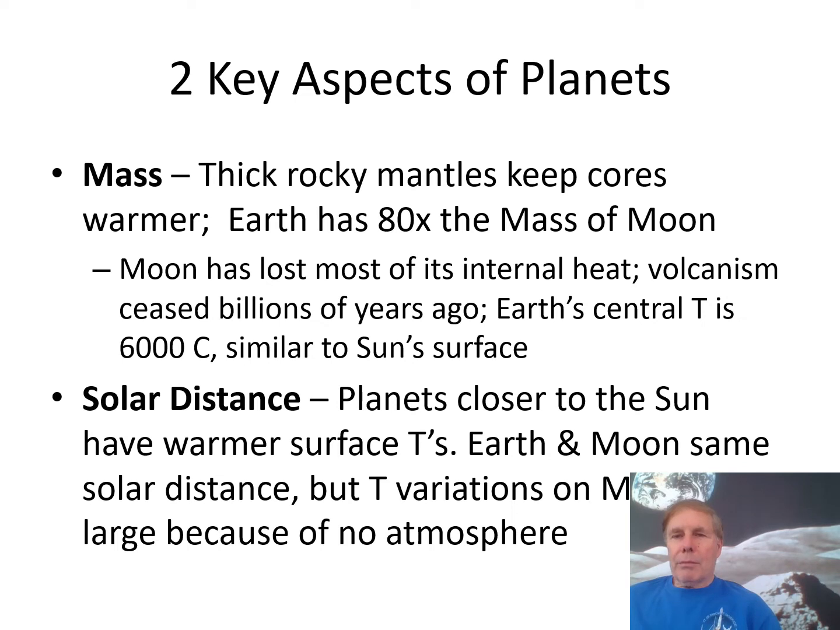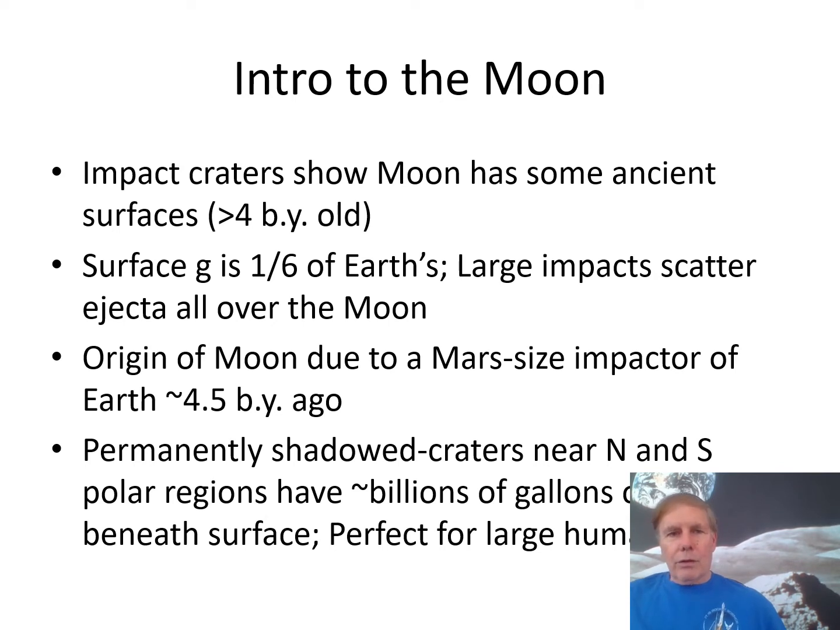Anyway, the volcanism on the Moon has ceased a long time ago, and you know that the Earth's central temperature is like the sun's surface temperature. That's just to give you an example of how warm it really is in there. The second key fundamental thing is solar distance. This is real easy. Planets close to the sun tend to have warmer surfaces, and interestingly, the Earth and the Moon have the same solar distance, but temperature variations on the Moon are humongous because there's no atmosphere. Every 2 weeks you have daytime on the Moon, every 2 weeks you have nighttime, and the temperature fluctuations are just huge.